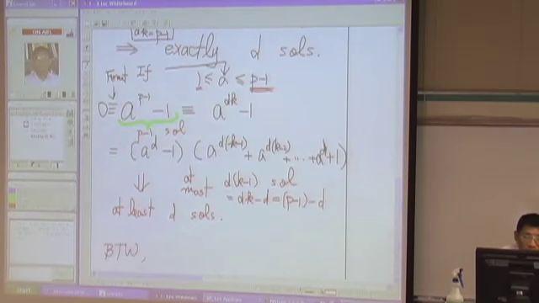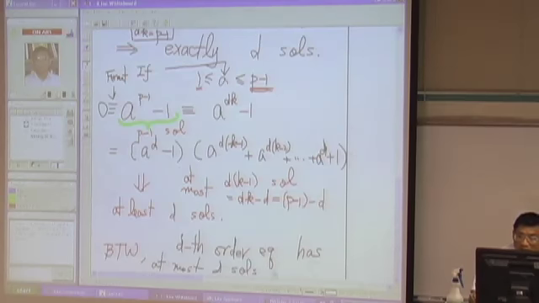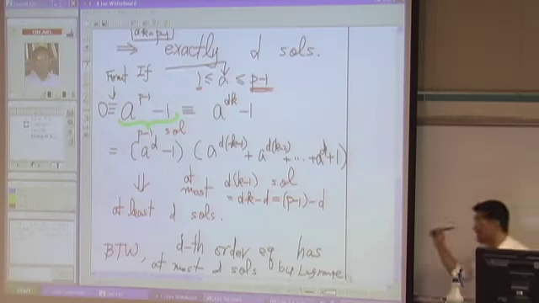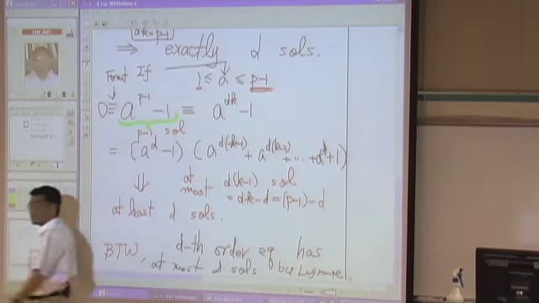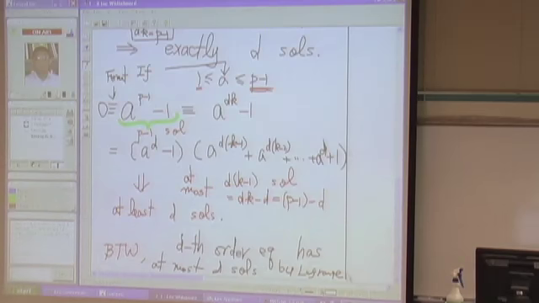By the way, this other equation has at most these solutions by Lagrange's theorem, right? So it has at least these solutions, and at most these solutions, meaning it has exactly these solutions. So this is the end of the problem. Please check whether you completely follow this approach or not. If you don't, ask me.